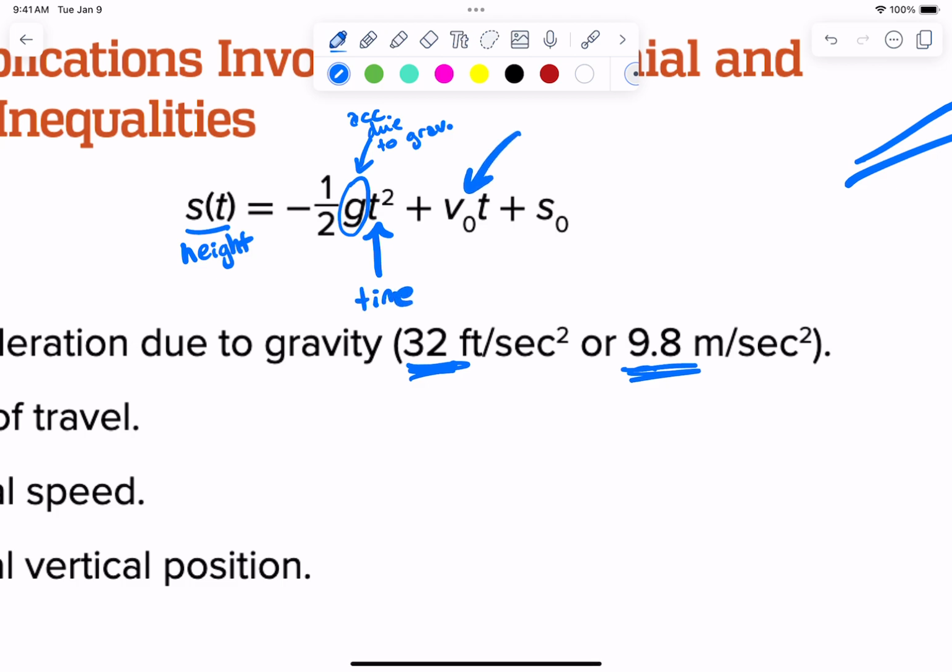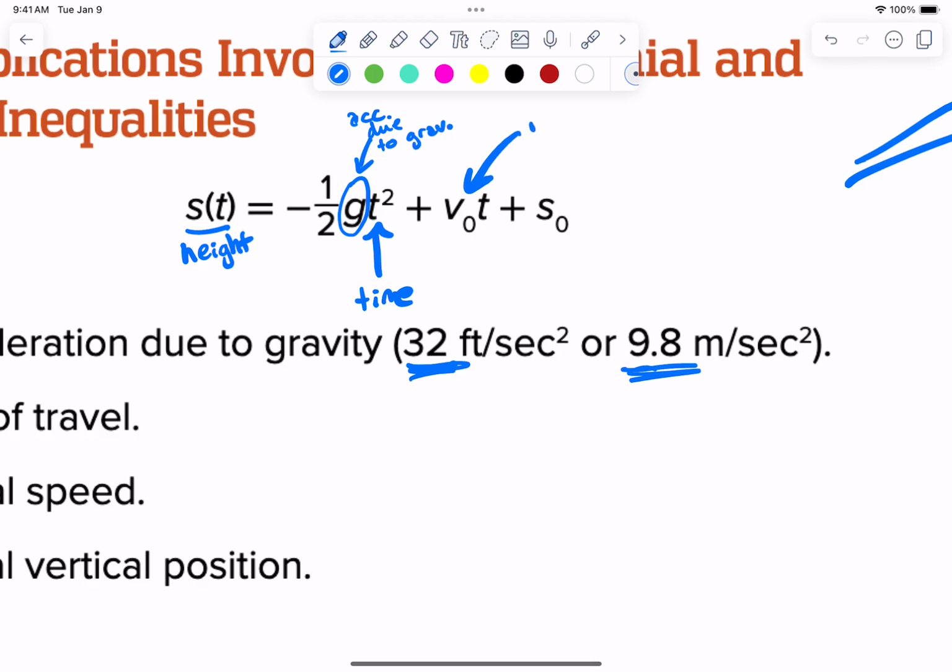V naught. What does V naught stand for? The initial velocity. So I could be throwing this thing really hard, in which case it's going to travel really far and it's going to hit the ground sooner than if I just lob it, right? Or if I launch it out of a gun and it shoots it really fast, it's going to travel farther than it would if I would throw it, right? So that's what velocity represents as it comes out of the gun or as it comes out of my hand.